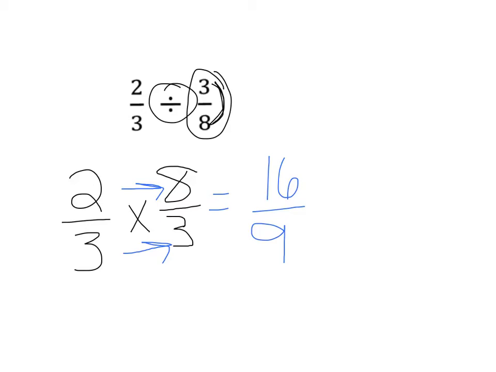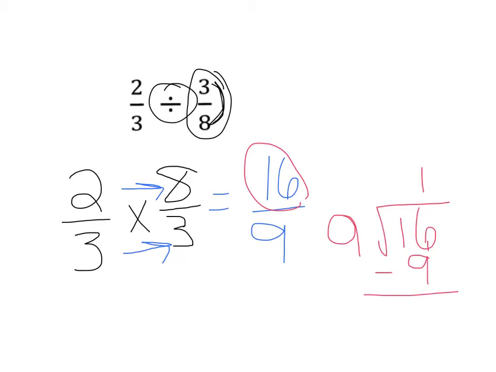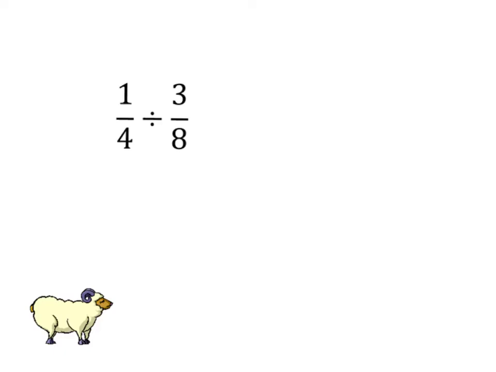But remember, we need to simplify this. So to simplify this and reduce it more, we put our top number inside our division sign, and the 9 goes on the outside. Well, 9 goes into 16 one time, and I'm left with 7. So my answer would be 1 7/9. Make sure you're simplifying your fractions always. On to our next problem.